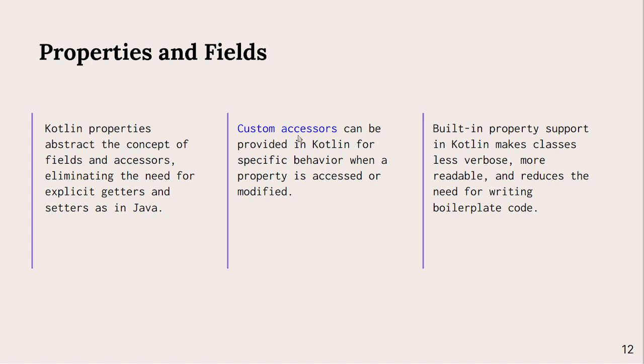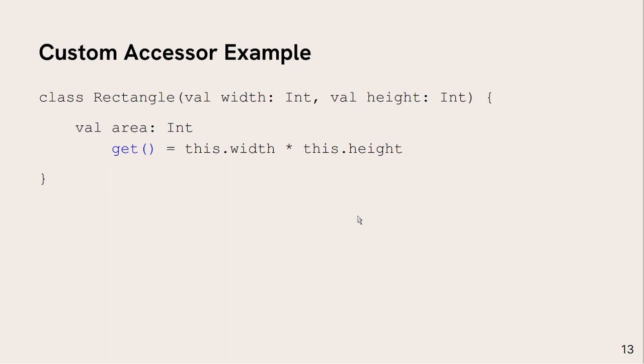Custom accessors can be provided in Kotlin for specific behavior when a property is accessed or modified. The built-in property support in Kotlin makes classes less verbose, more readable, and reduces the need for writing boilerplate code. Okay, so now, here is an example of the custom accessor.